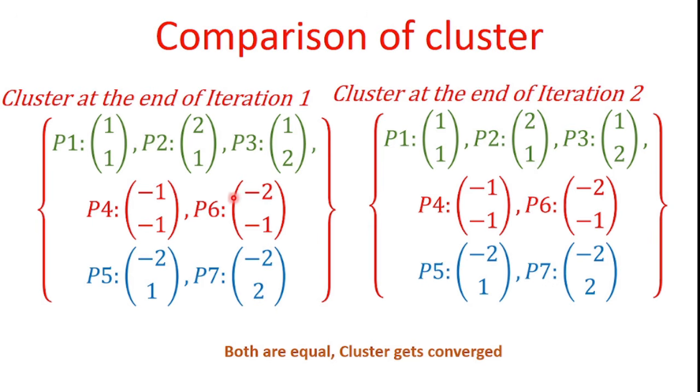Now you frame the comparison chart. At the end of the first iteration, this was the group, and this was the group or cluster framed by the end of iteration number 2. We can check there is no change in the data points. Each data point is fixed with its cluster. So that means the iteration has converged. The data points are grouped and it is finally converged at this particular point. So both clusters are equal and the clusters have converged.